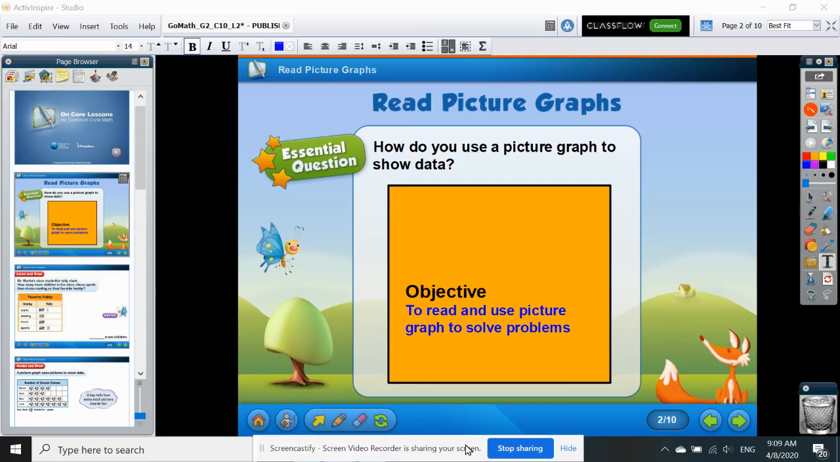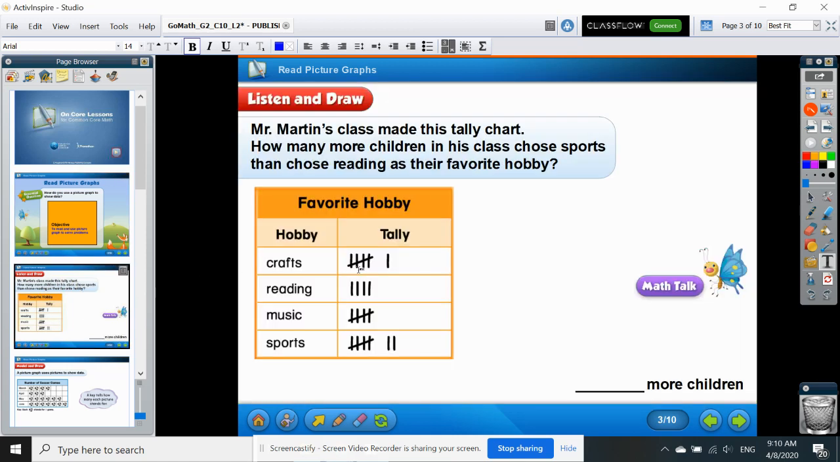Today we'll start with lesson 2 from chapter 10. I want you to pause the video, go get your book, open page 660 with a pencil and be ready. In this lesson, we will learn how to read and use picture graphs to solve problems. Our big question that we will answer by the end of today's session is: how do you use the picture graph to show data?